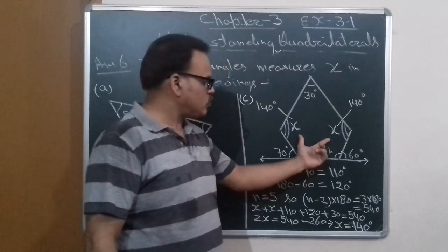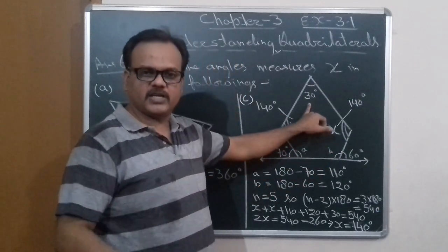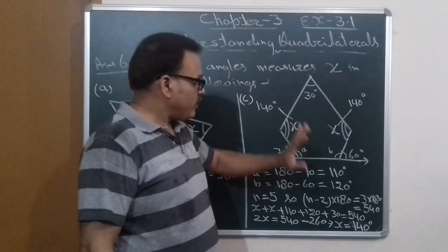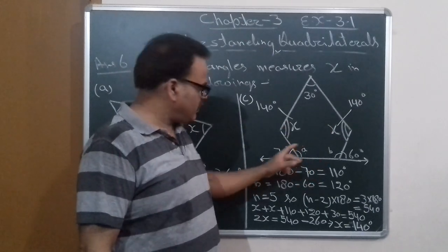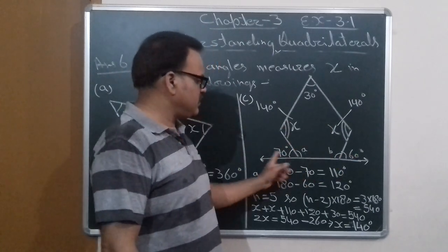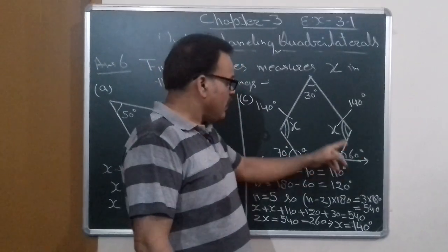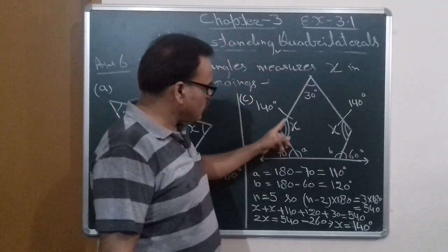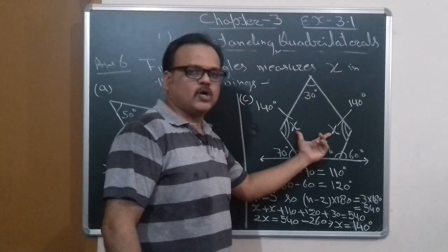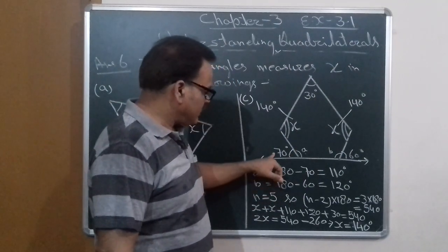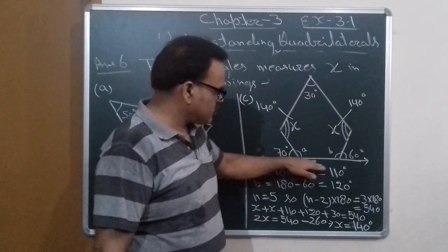We have to find these two angles, and we have only one angle, 30 degrees. So first of all we have to find A and B with the help of these angles, 70 degrees and 60 degrees. How? These two lines show that these two angles are equal. Now this is 70 degrees and this is a straight line.